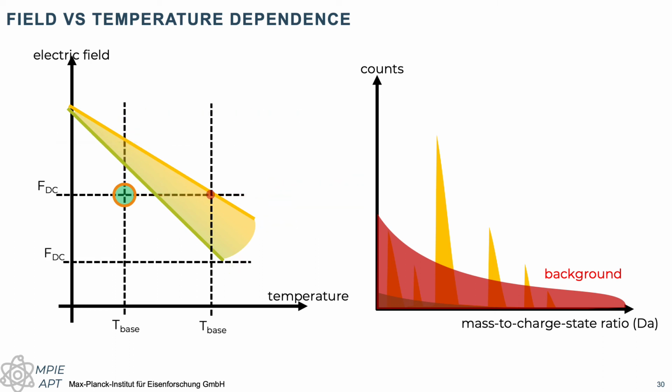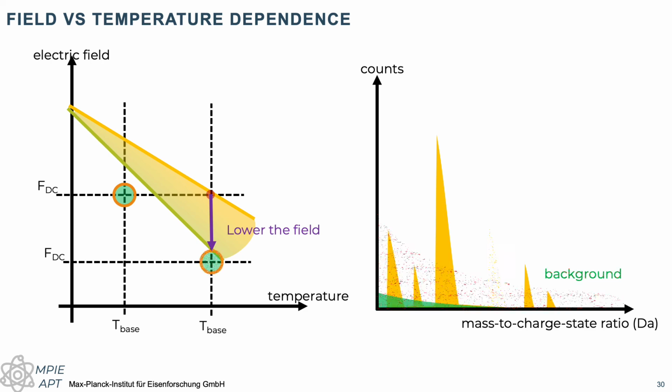So how can we deal with this? We can, for example, change the base temperature or change the field, so the detection rate that you're requesting. And for example, here, by lowering the field, we're going to go back down to good conditions where the background will just go back down to a reasonable level.